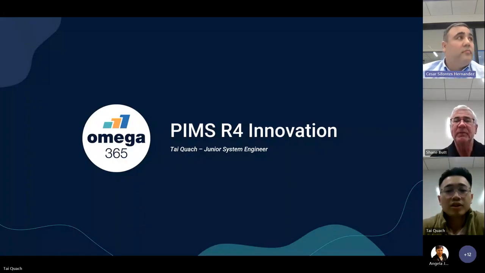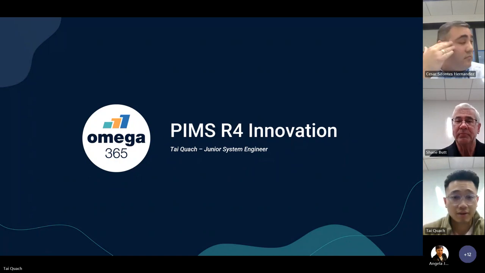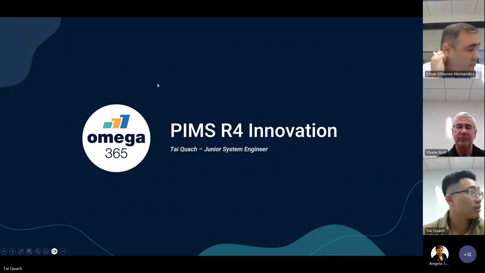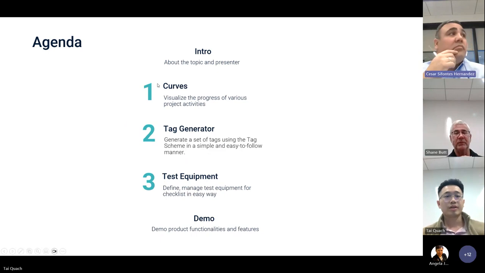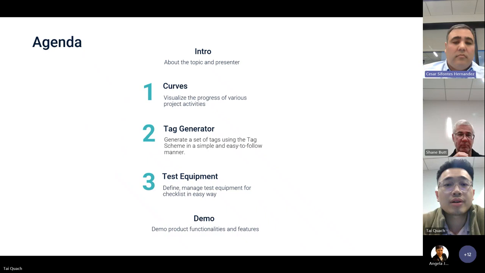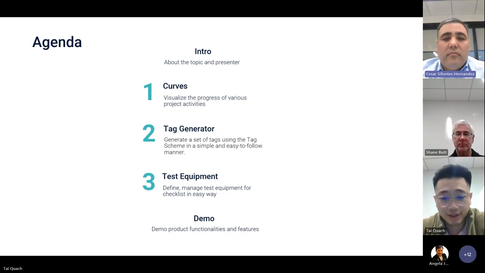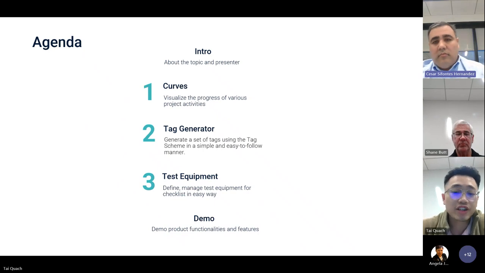Hello, everybody. Welcome to PIMS R4 Innovation. So the agenda today is to kick off. I will introduce the topic and presenter, and then I will cover three most important apps: Asset Curve, Tag Generator, and the Test Equipment. And then I move into the demo, the product functionalities and the features.